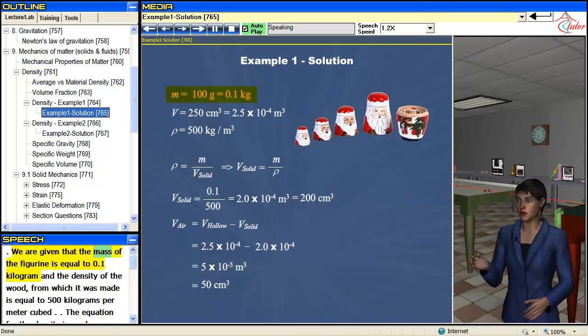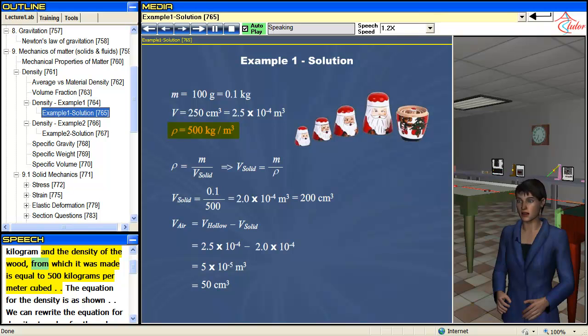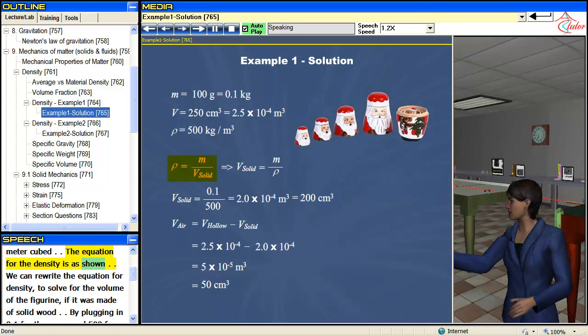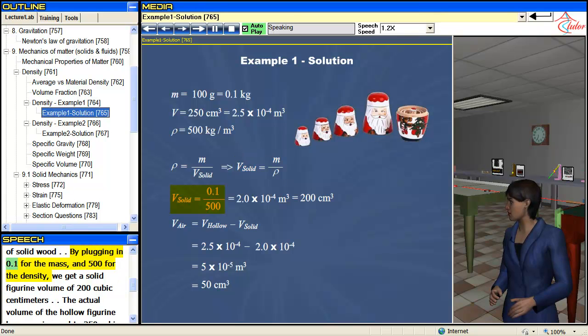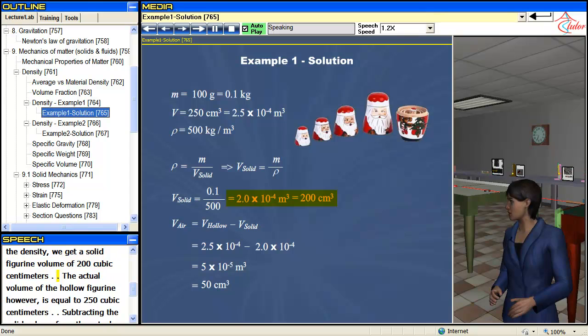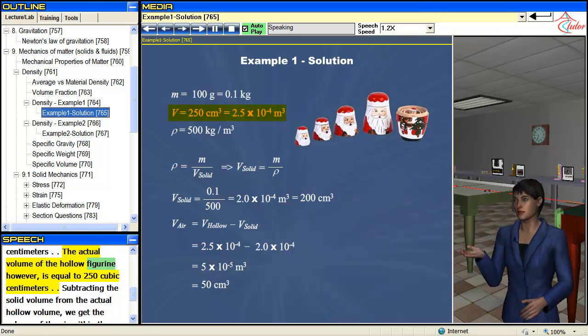We are given that the mass of the figurine is equal to 0.1 kilogram, and the density of the wood from which it was made is equal to 500 kilograms per meter cubed. The equation for the density is as shown. We can rewrite the equation for density to solve for the volume of the figurine if it was made of solid wood. By plugging in 0.1 for the mass and 500 for the density, we get a solid figurine volume of 200 cubic centimeters. The actual volume of the hollow figurine, however, is equal to 250 cubic centimeters.